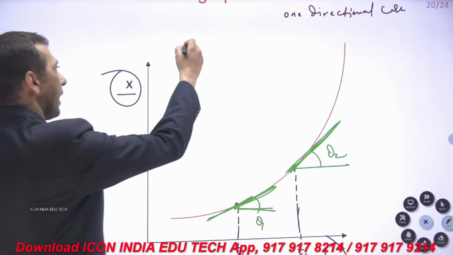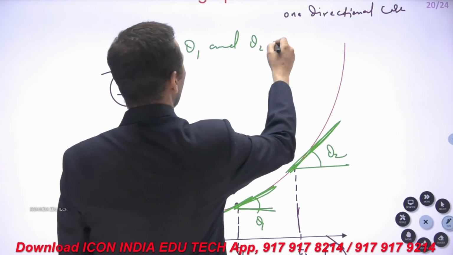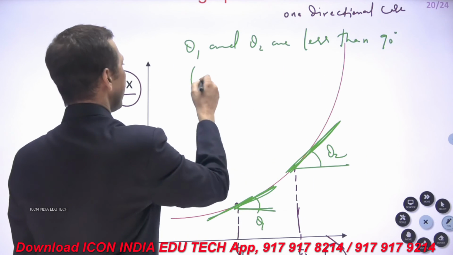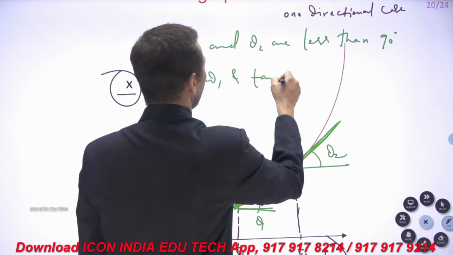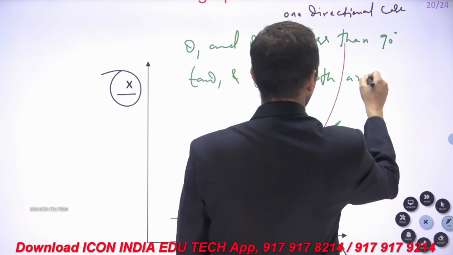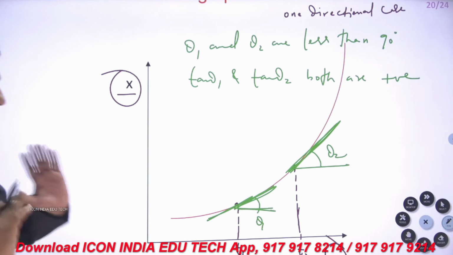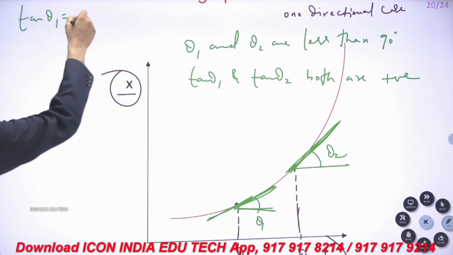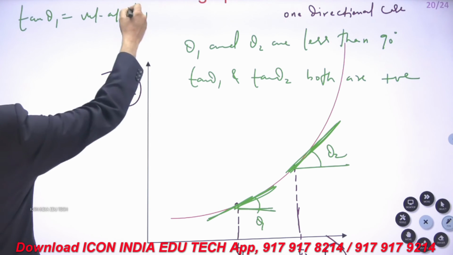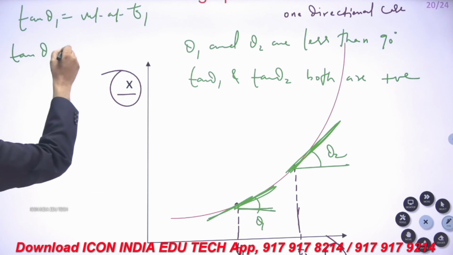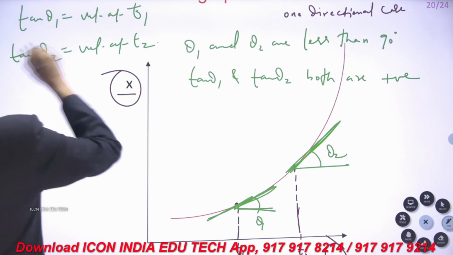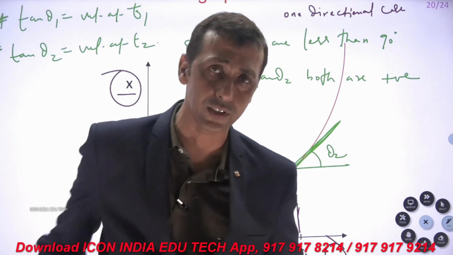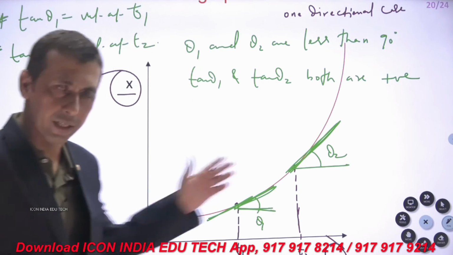Theta 1 and theta 2 are less than 90 degrees. Tan theta 1 and tan theta 2 are both positive. Tan theta 1 is equal to the velocity at time t1. Tan theta 2 is equal to the velocity at time t2. These are the instantaneous velocities at t1 and t2. How to find them? You know well, we have done that.